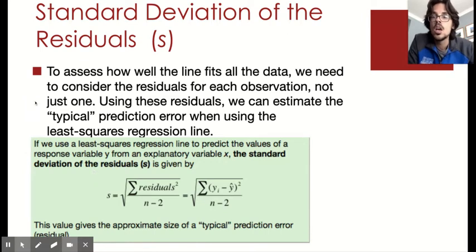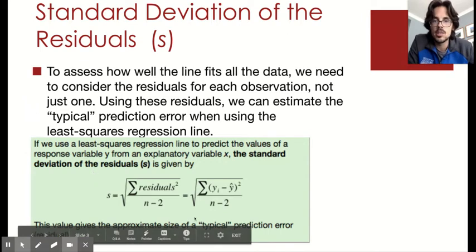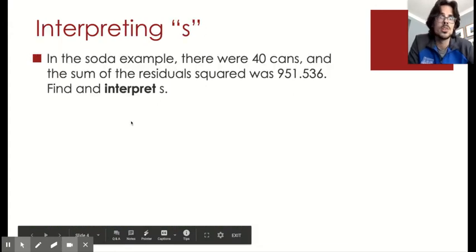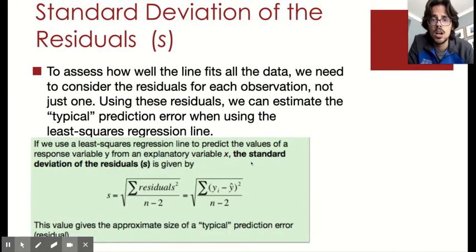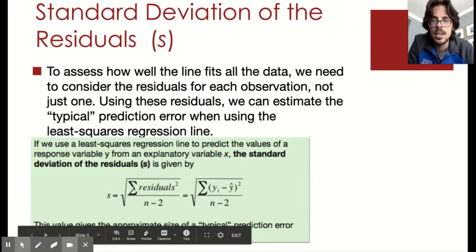Okay? So I will not make you calculate this whole formula for a set of data points because that's just crazy. But this problem right here is a little bit contrived, but it at least gets you a sense of how the formula would work. In the soda example, we had 40 cans of soda, and the sum of the residuals squared was 951.536. When I say this is a little contrived, the sum of the residuals squared is literally the numerator in this formula. So they're already telling you this whole complicated, ugly to find part is just that 951 number.